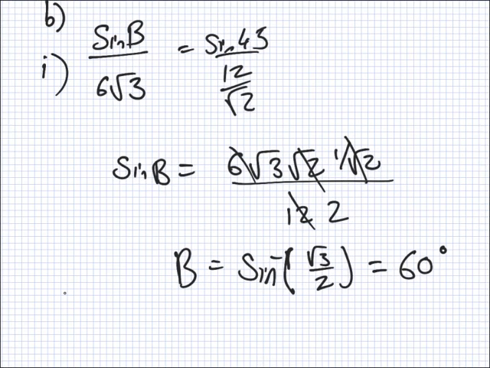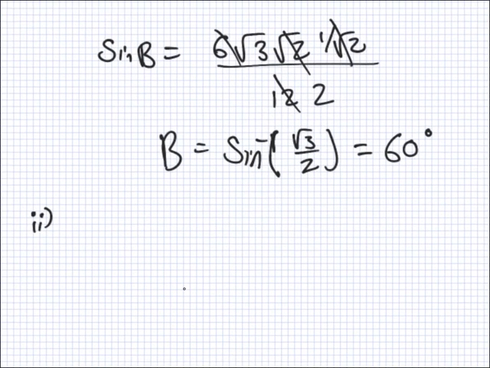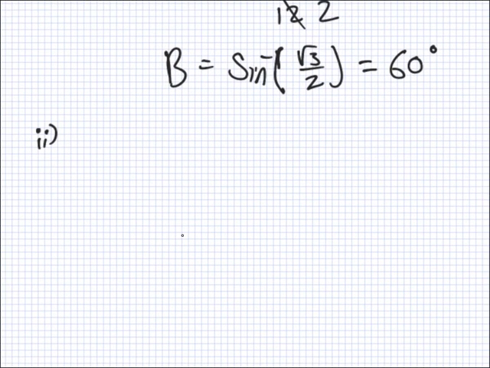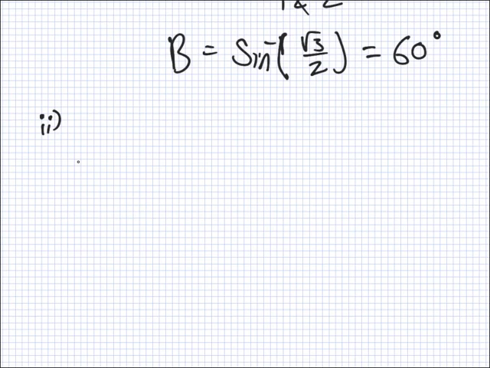Part 2. The area of ABC is twice as much as the area of ADC. Find AD. So I think the best thing to do is to look at the area formula for each and say one is twice the other.